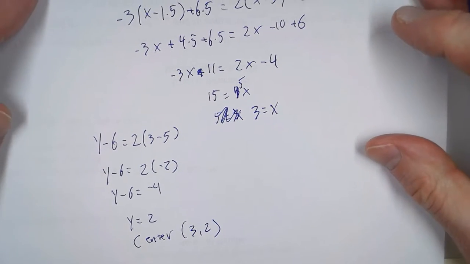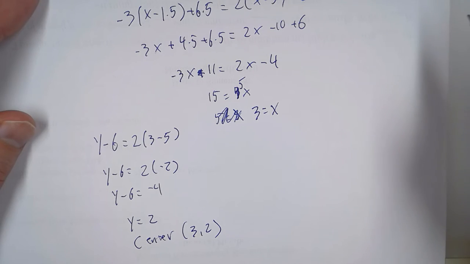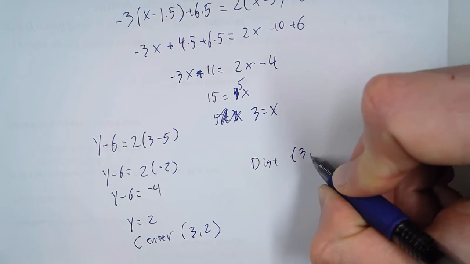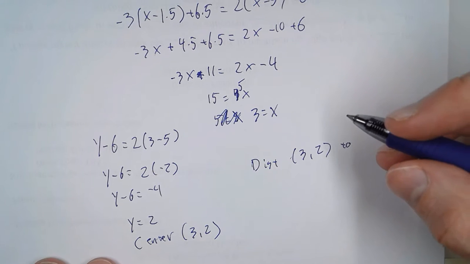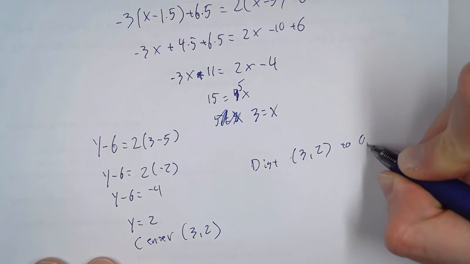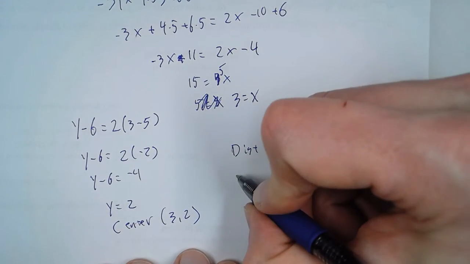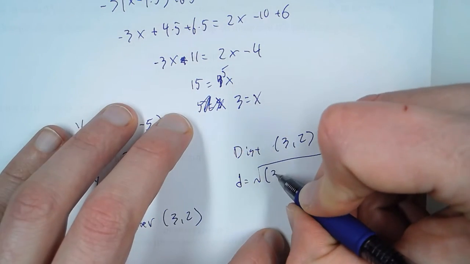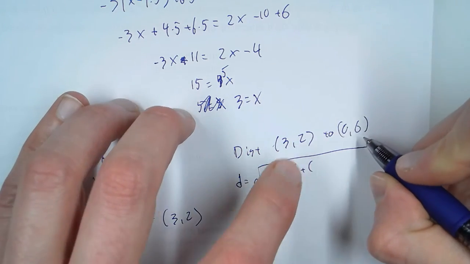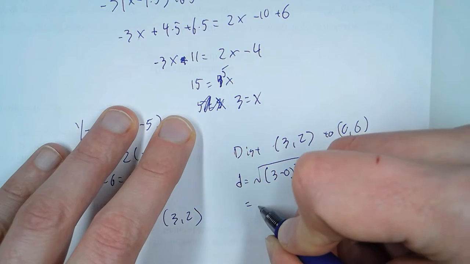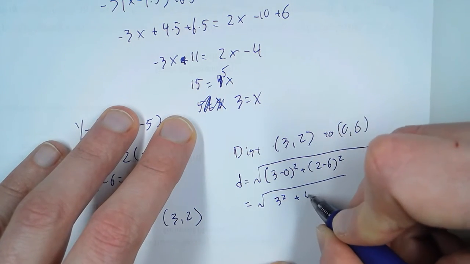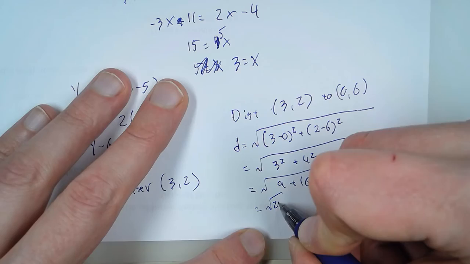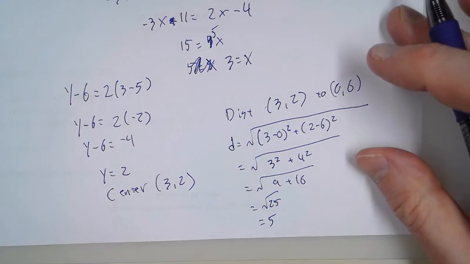Now what we have to do is find the radius, because we need the radius in order to find the area. So we need to find the distance from (3, 2) to any of the points up above. I'm just going to choose (0, 6). So our distance is the square root of, we take the x values and subtract them, so 3 minus 0 squared plus 2 minus 6 squared. So we have 3 squared plus 4 squared. So we have 9 plus 16, the square root of 25, so the distance is 5, which means our radius is 5.